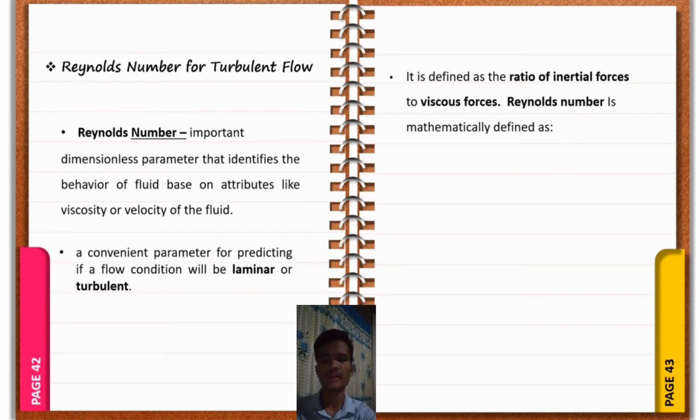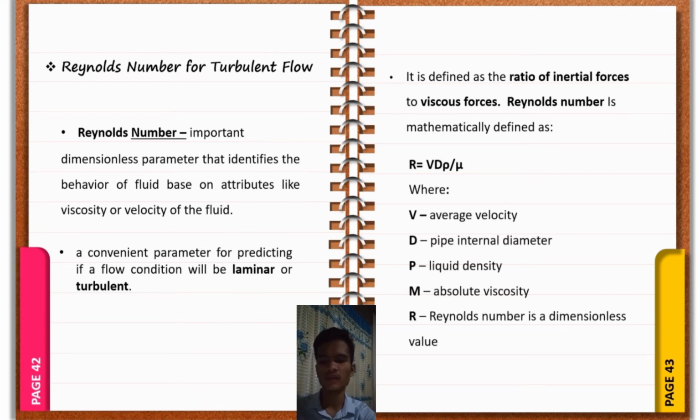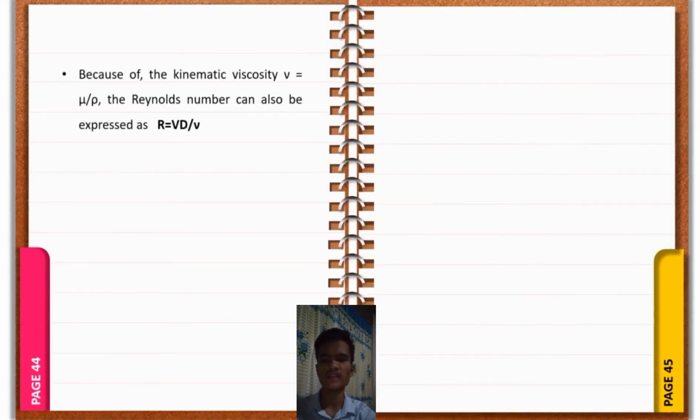The Reynolds number is mathematically defined as R equals V times D times rho over mu, where V is equal to the average velocity, D is the pipe internal diameter, rho is equal to the liquid density, mu is the absolute viscosity, and R is the Reynolds number, a dimensionless value. Because the kinematic viscosity nu is equal to mu over rho, the Reynolds number can also be expressed as R equals V times D over nu.